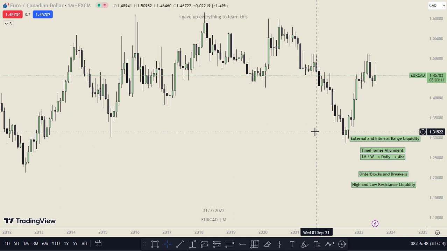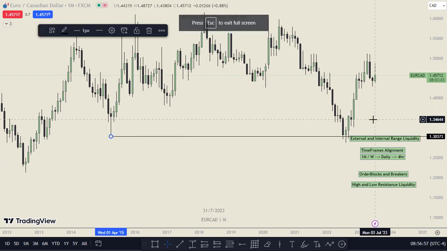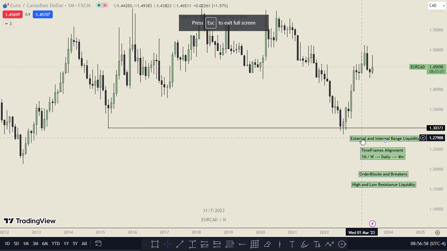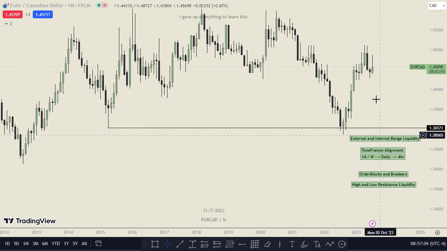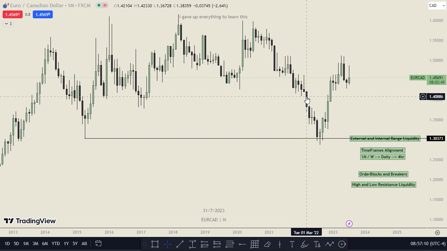You can see that we have here price took external liquidity, right? Taking external liquidity from the first concept right here. What is your next target? Internal range liquidity. So a fair value gap. Do we have that here? Yes, we have a fair value gap right here on premium. So this is your next target.